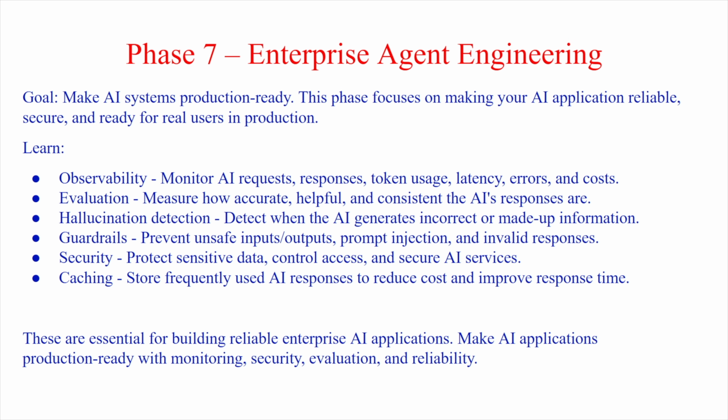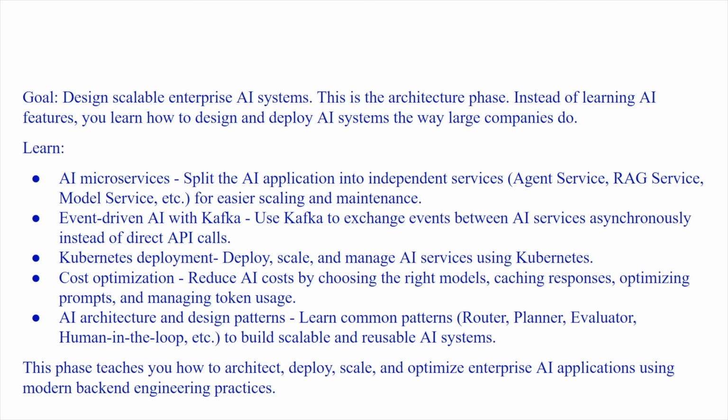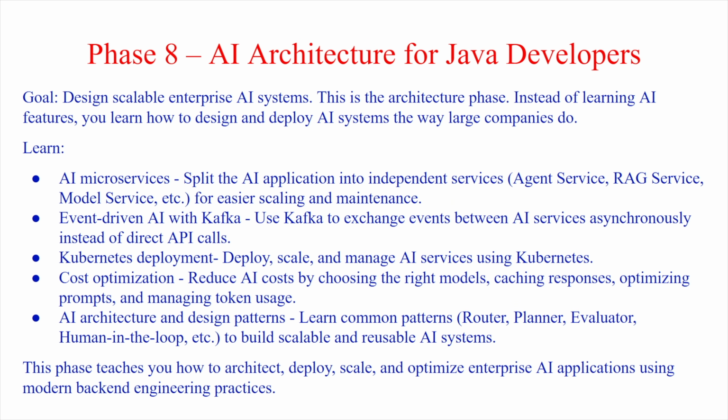So these 6 steps are very essential when you create an enterprise AI agentic application, because this makes the AI application production ready with proper monitoring, security, evaluations, and reliability. Now, the last phase, that is phase 8, is where you architect for Java developer. So this helps you design a scalable enterprise level application. This is an architectural phase where instead of learning the AI features, you learn how to design and deploy the AI systems the way the larger companies like Uber and other stuff do.